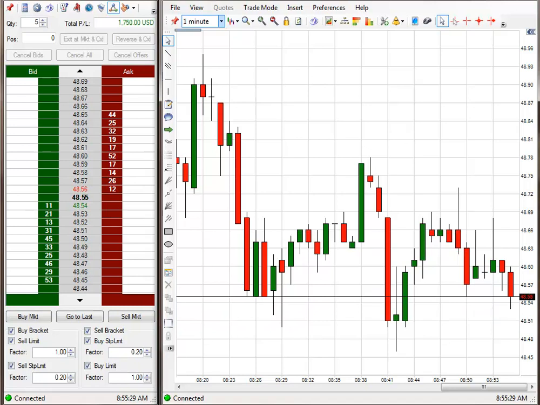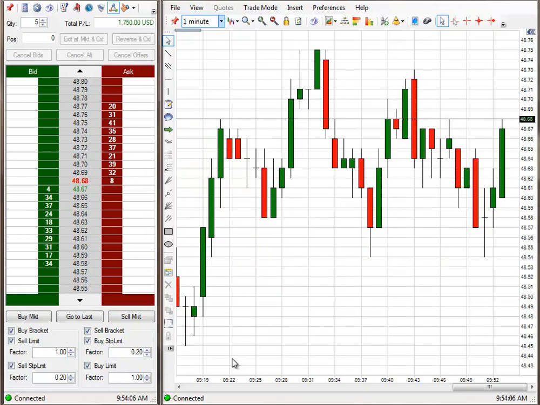Okay, I'm back. I got busy there for a while, but I'm back. It's 9:54 a.m. my time, Pacific Standard Time. So it's late, and it's nothing but chop today. It came close to my target, which is 48.88 to go short. And it came real close right there.